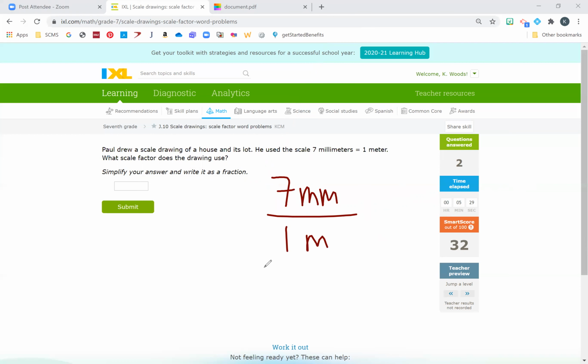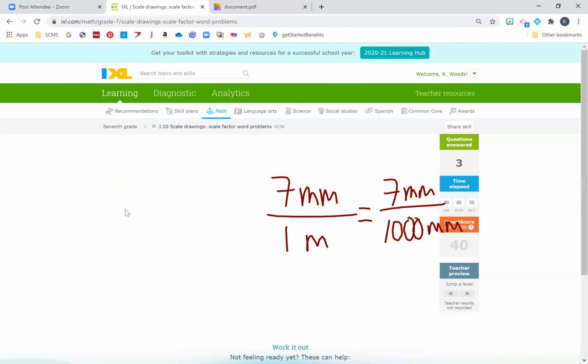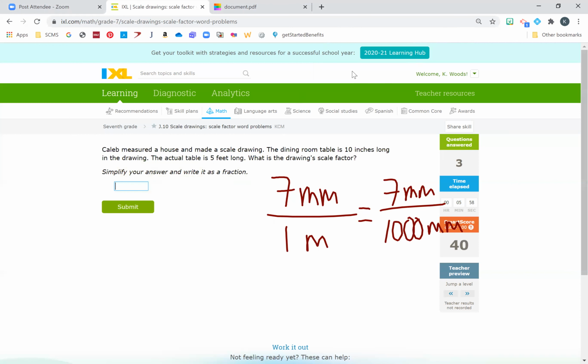So we have to multiply the 1 on the bottom times 1,000 to get it into millimeters because we want these in the same units. Our 7 on top stays the same. 1 times 1,000 gives us 1,000 millimeters. I don't think we can simplify this anymore. So we would just have 7 divided by 1,000 for our answer. Let me clear that for you, Ms. Gross.